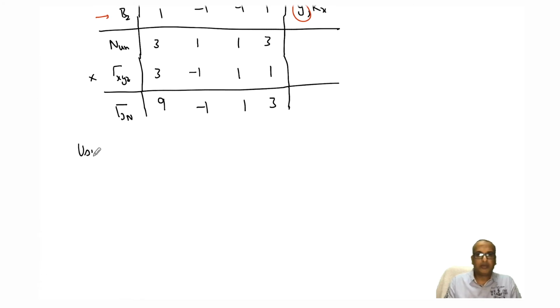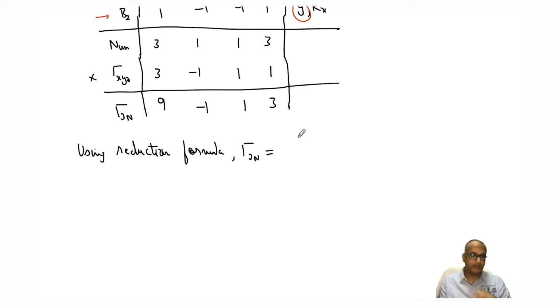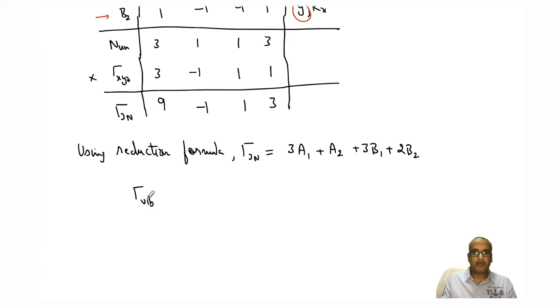Using the reduction formula, you can write down tau 3n is equal to, I am just noting down the answer, 3A1 plus A2 plus 3B1, plus 2B2. Please do it yourself and check this calculation in case I have made any mistake. Okay. Now to obtain tau vibrational, what you have to do is use tau 3n and subtract tau translational and tau rotational.